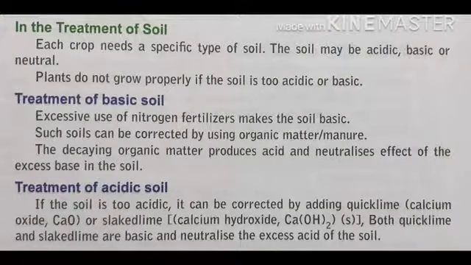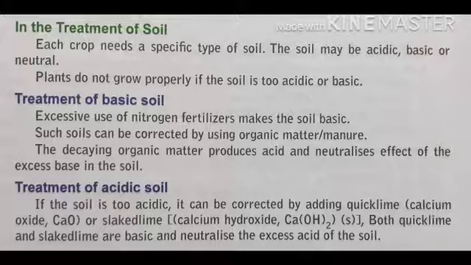In the treatment of soil, each crop needs a specific type of soil. The soil may be acidic, basic or neutral. Plants do not grow properly if the soil is too acidic or basic. The treatment of basic soil: excessive use of nitrogen fertilizer makes the soil basic. Such soils can be corrected by using organic matter, manure. The decaying organic matter produces acid and neutralizes the effect of the excess base in the soil.